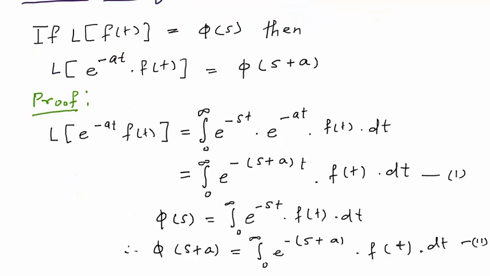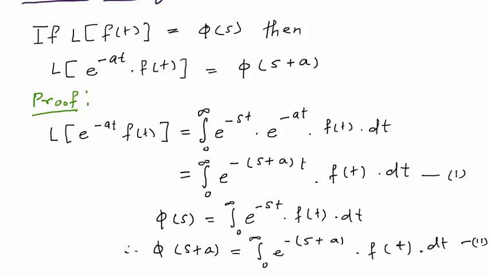Now we have considered Laplace of f of t as phi of s. So phi of s is equal to integral from 0 to infinity of e raised to minus st into f of t dt. Now if in this function we replace s by s plus a, we will get integral from 0 to infinity of e raised to minus s plus a into t into f of t dt.